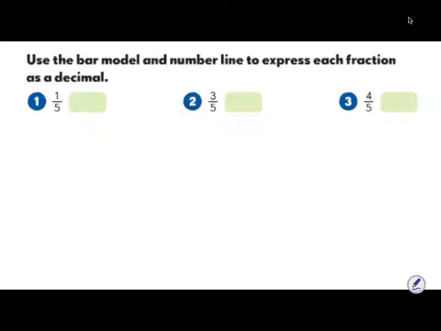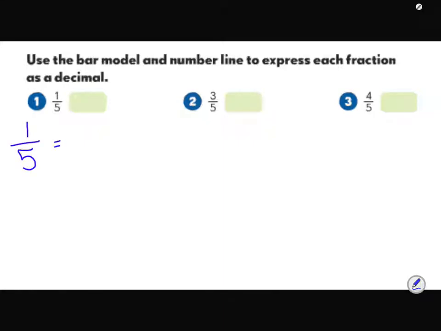Now, I'm going to change these 3. So press pause, try it on your own, and then press play to check. If I have 1/5, again, that's not tenths or hundredths, which is what my decimal is. So I need to change 1/5 into tenths or hundredths. I'm going to pick tenths. I multiply the 5 by 2 and then 1 by 2, and I get 2 tenths. So 1/5 as a decimal is 2 tenths.